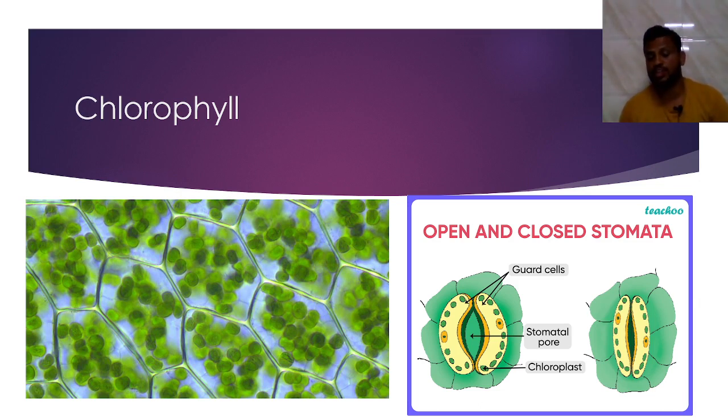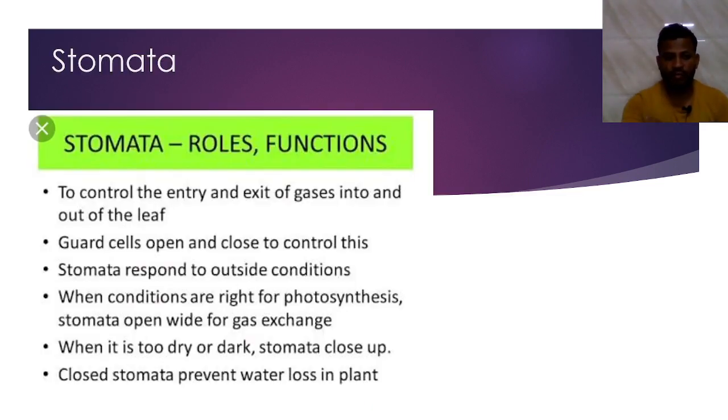This is the picture of a stomata. One picture shows the opening of the stomata, and another shows the closing of the stomata. The guard cell helps the stomata to close and to open its mouth to exchange the gases. We can see both pictures here. One is the chlorophyll picture, and another is the stomata present in the leaves. If we move further, we see the role or functions of stomata.